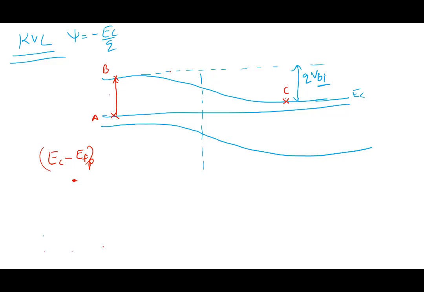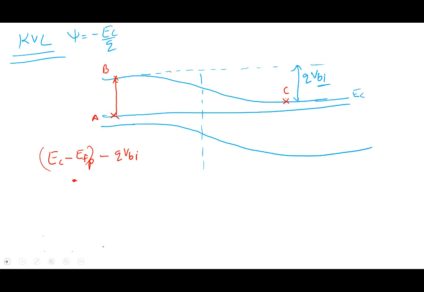Then when you go from B to C, you lost energy. How much? Minus QVBI. You lost energy. Then you come back to this region, D. Again, you lost how much? EC minus EF in the N region. And are you back at the same energy? You started from A, B, C, D, and D is nothing but A. At the same energy, you can come back to A. So the sum must be equal to 0.